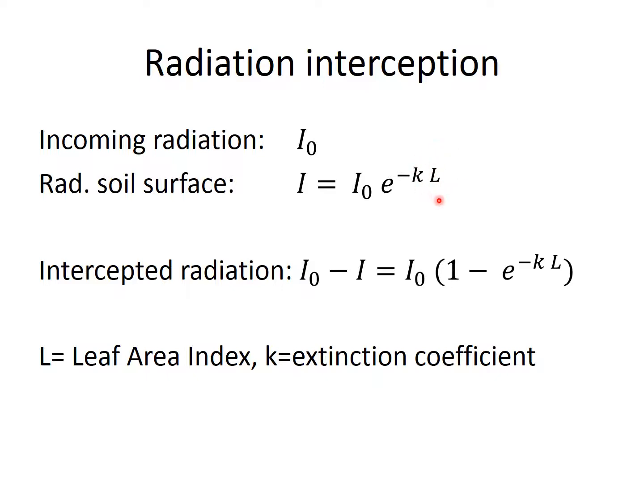The leaf area index is the area of leaves per unit area of ground, and the extinction coefficient is a parameter that reflects the capacity of the canopy to intercept light. The difference between incoming radiation and radiation at the soil surface is the so-called intercepted radiation, I sub 0 minus I, which would be equal to I sub 0 times (1 minus the exponential function).